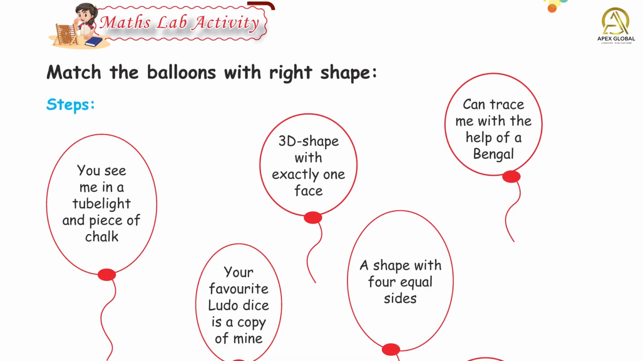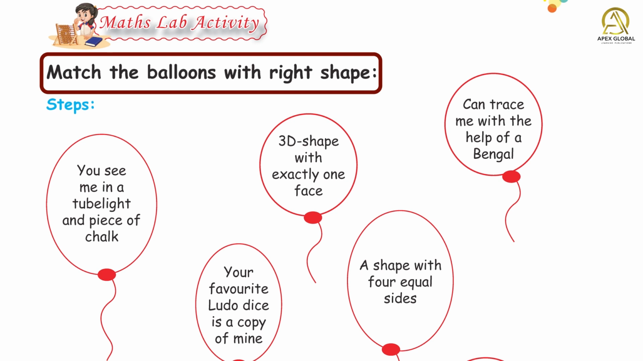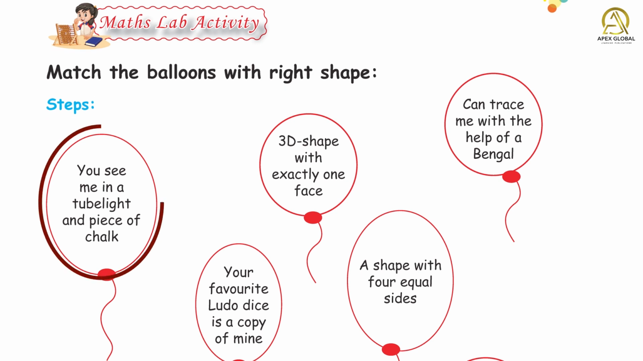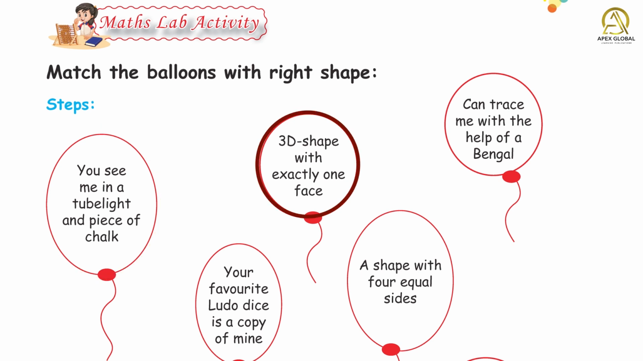Standing lines. Maths lab activity. Match the balloons with the right shape. Steps. You see me in a tube light and a piece of chalk. 3D shape with exactly one face. Can trace me with the help of a bangle.